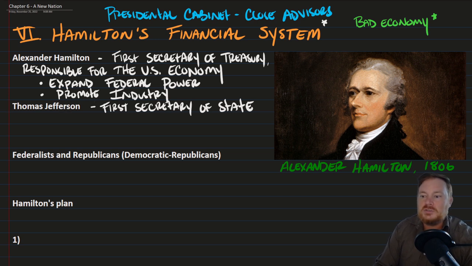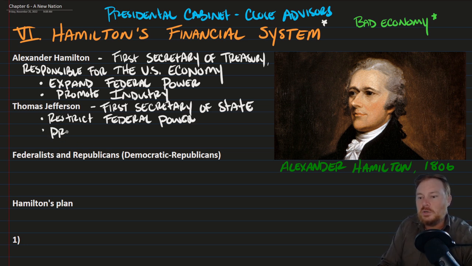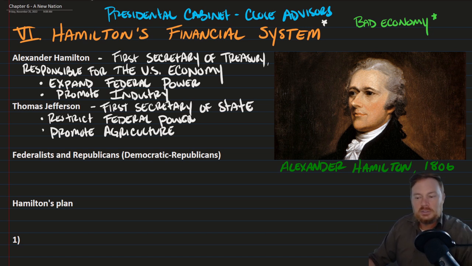So Thomas Jefferson, he didn't want to expand federal power. He wanted to restrict federal power. And he did not see the United States as being an industrial nation. He wanted to promote agriculture, right? That the United States should not copy Europe. Jefferson believed that Europe was corrupt: the manufacturing, finance, urbanization, monarchy. The U.S. should actually distance itself from Europe as much as possible, and instead try and be an agrarian, rural nation.